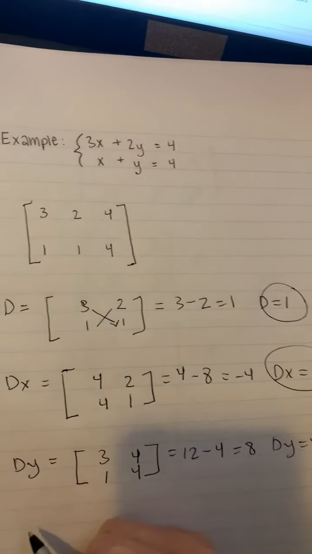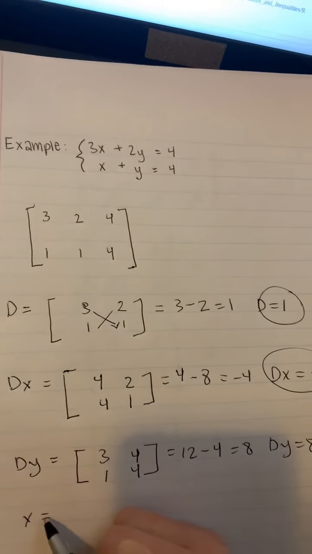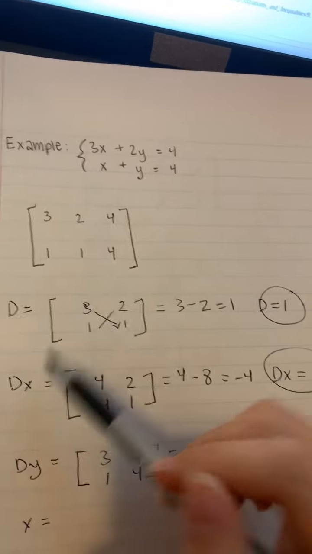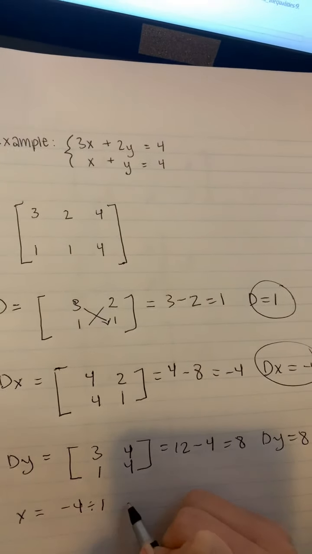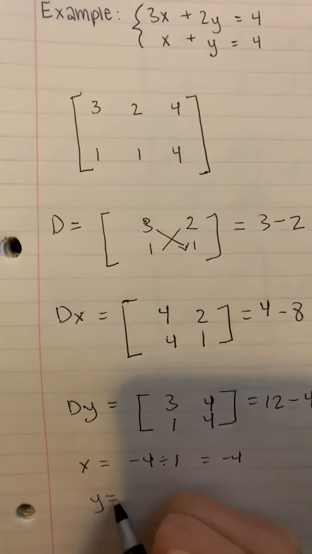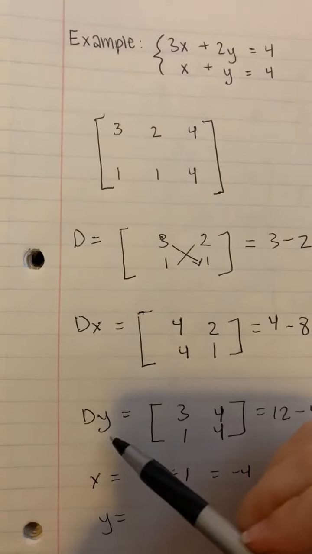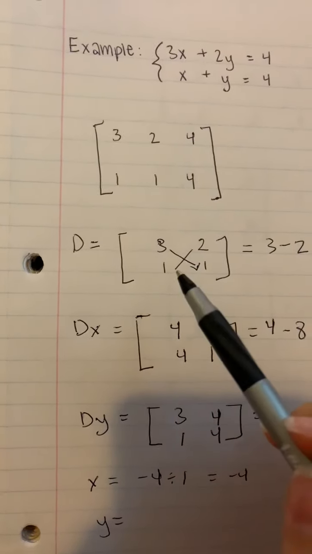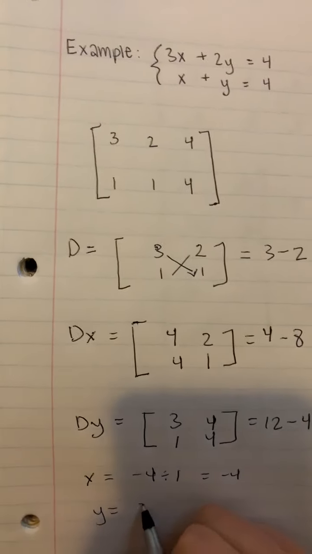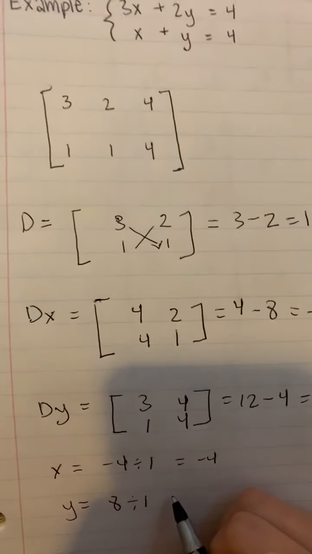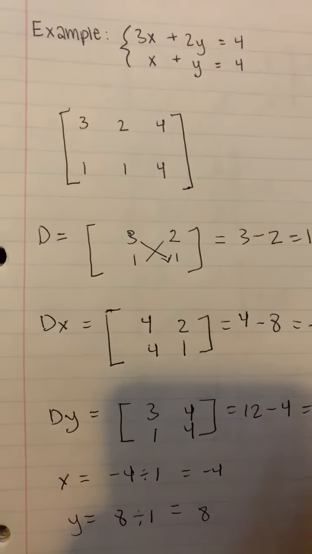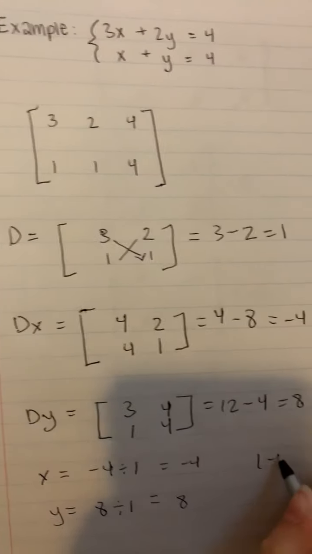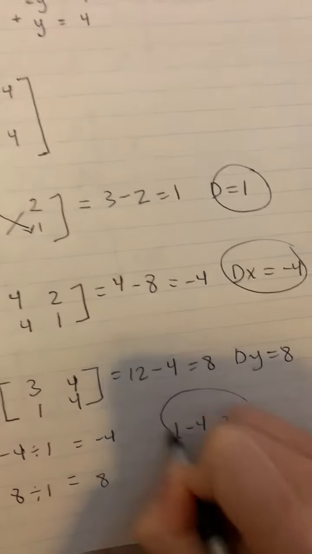Now we solve for x by using dx divided by d, which is negative 4 divided by 1, and that equals negative 4. Now we solve for y using dy divided by d, which is 8 divided by 1, and that equals 8. So the answer to your system is negative 4, 8.